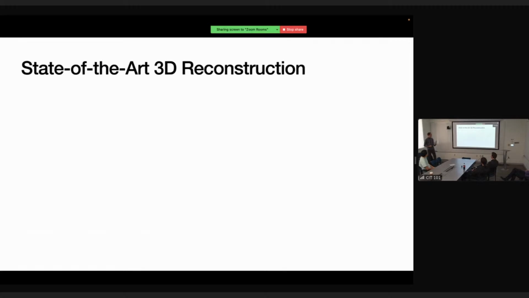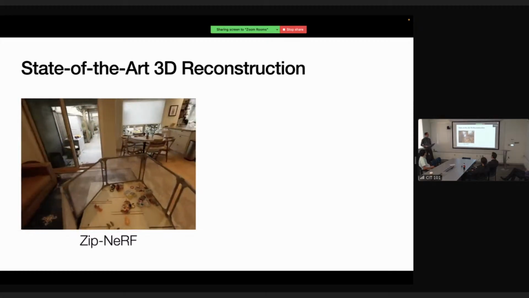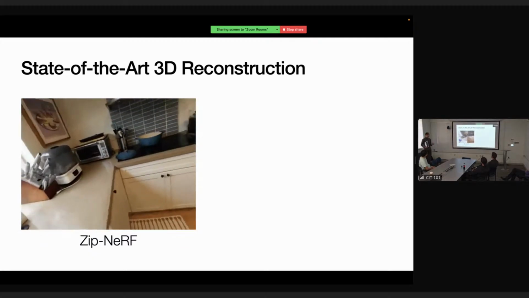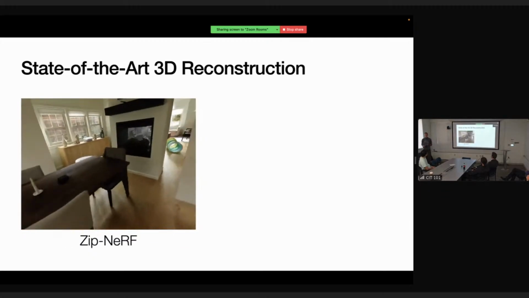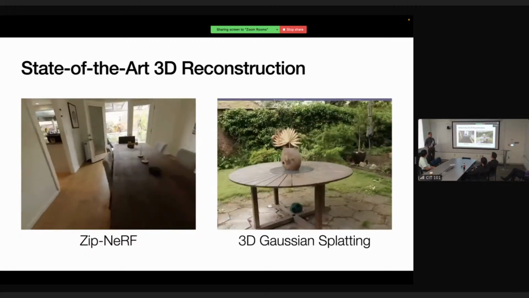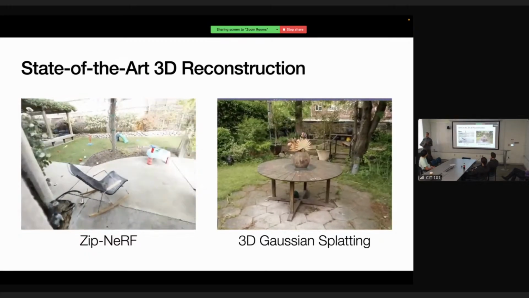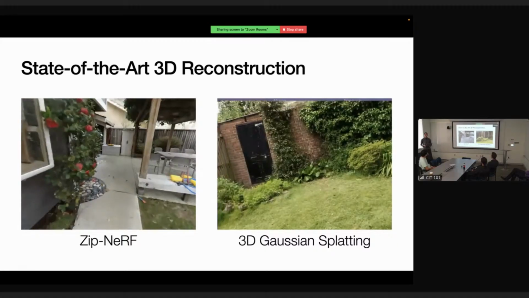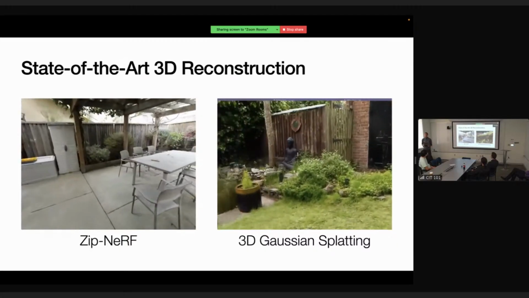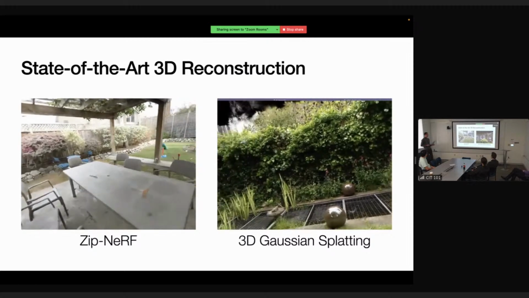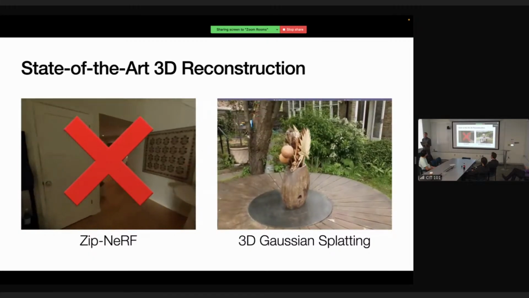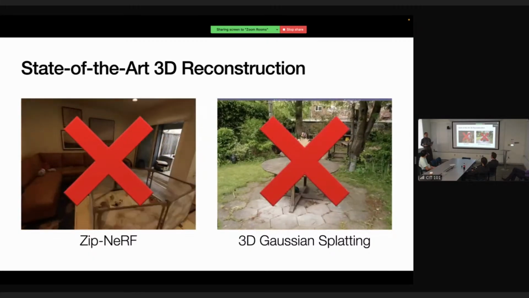But if we look at the state-of-the-art 3D reconstruction methods, we have ZipNeRF. This gives you the best quality, or roughly the best quality, and this is a NeRF method. And then we have 3D Gaussian Splatting, which also gives you really good quality. It's a lot faster to render, so this is maybe the best trade-off between quality and rendering speed. But then if you look at these, you can ask, are these actually used in video games and VR? And the answer is, for ZipNeRF, no. And for Gaussian Splatting, the answer is largely also no.